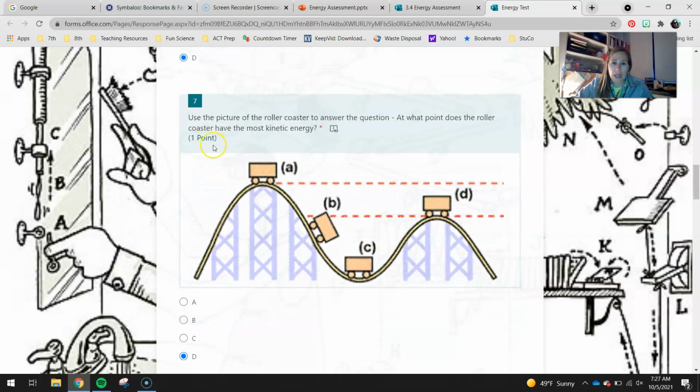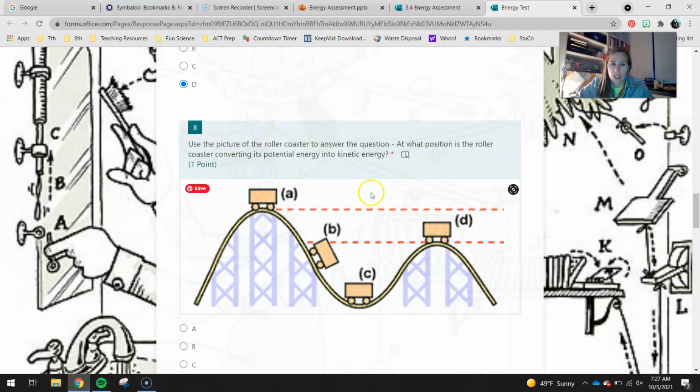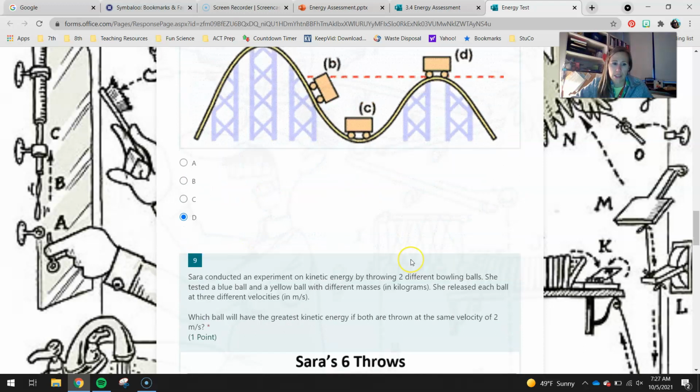Okay. At what point does the roller coaster have the most kinetic energy? A, B, C, or D. And use the picture to tell me at what position the roller coaster is converting its potential energy into kinetic energy. So A, B, C, or D.